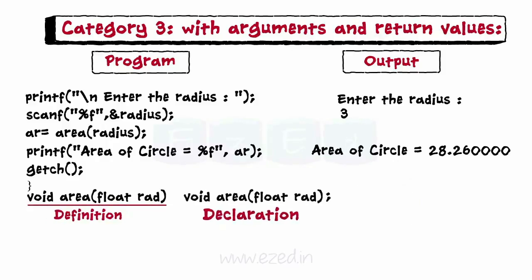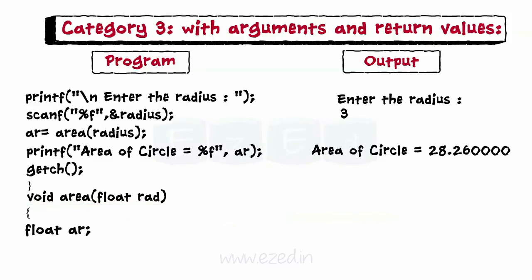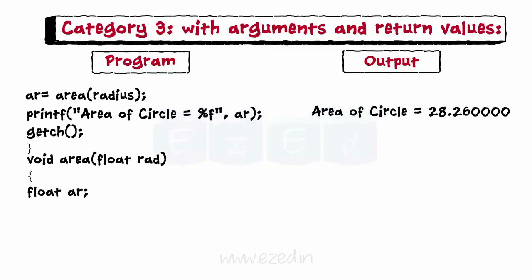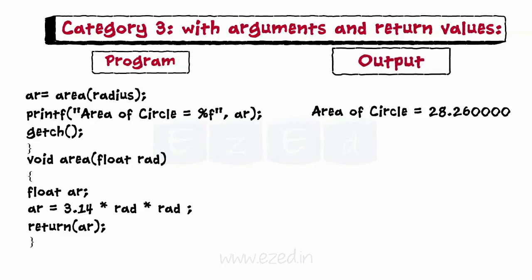Note, definition is same as declaration except for the semicolon. As the function calculates area, we define a variable AR for area. This line calculates the area using the area formula. It returns the area to main here. Finally, we end the function. As we can see, the output has not changed, but the place where we have placed our printf function has changed.